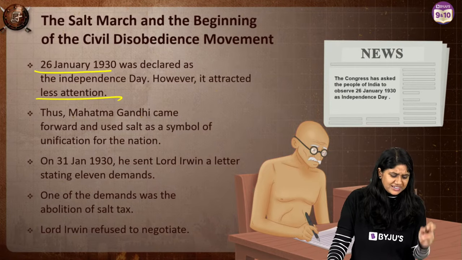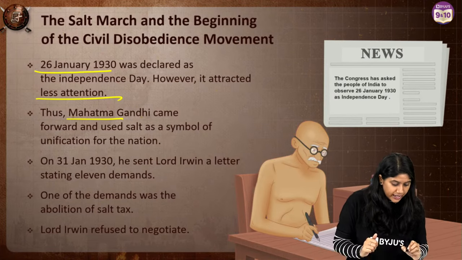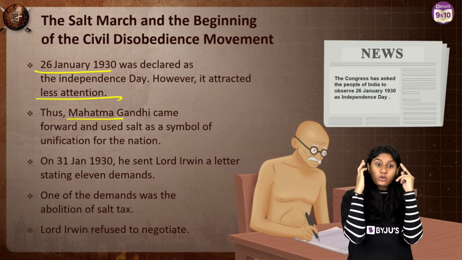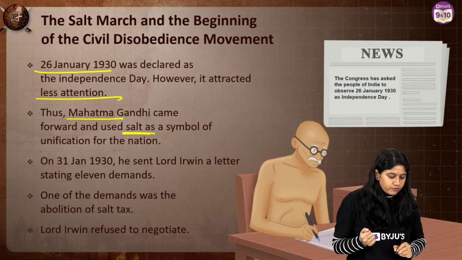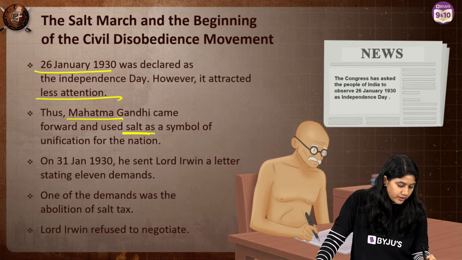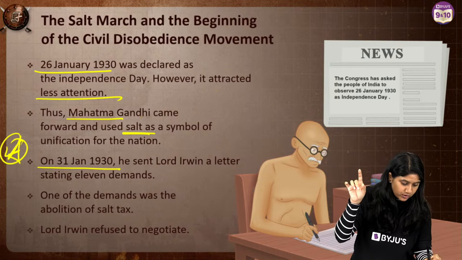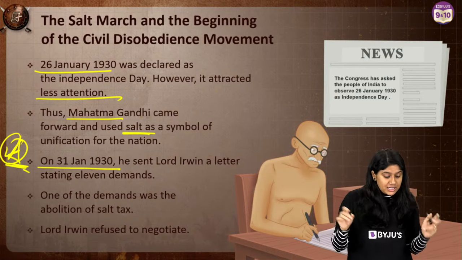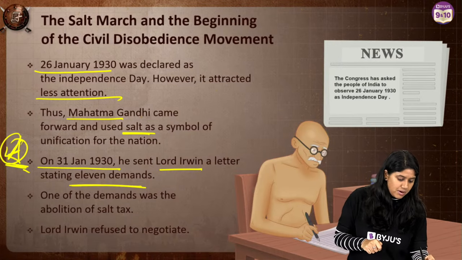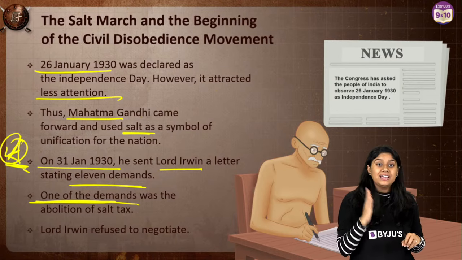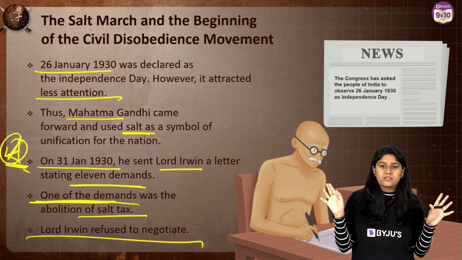However, it attracted little attention. People were not even aware of it, right? So, Mahatma Gandhiji again stood back and thought about what we can do, and then he used salt as a symbol of the unification of the nation. On 31st January 1930, again mentioned in our textbook, he wrote a letter to Lord Irwin stating 11 demands. One of the important demands was to abolish the salt tax, and negotiation was refused by Lord Irwin. No answers.